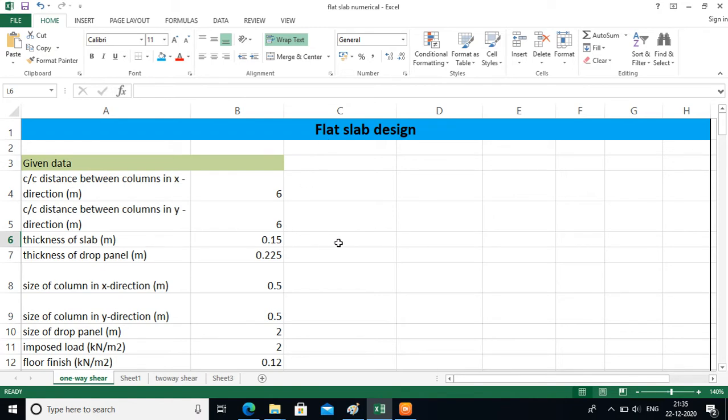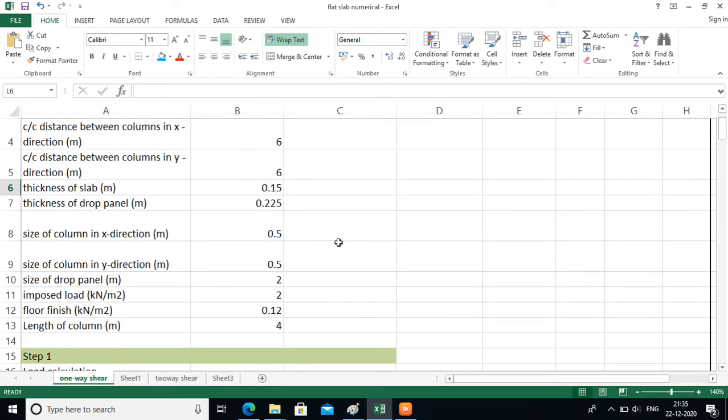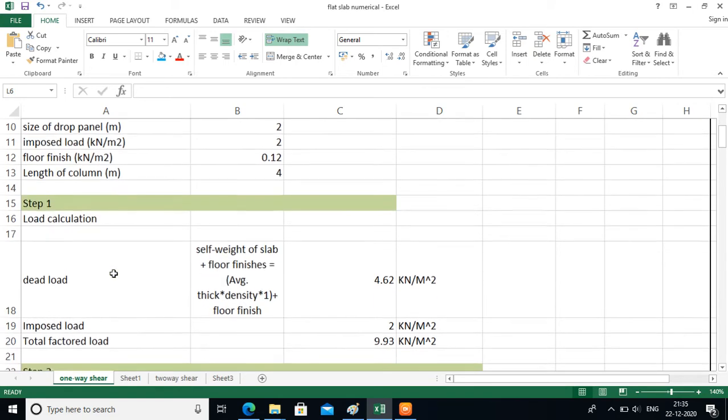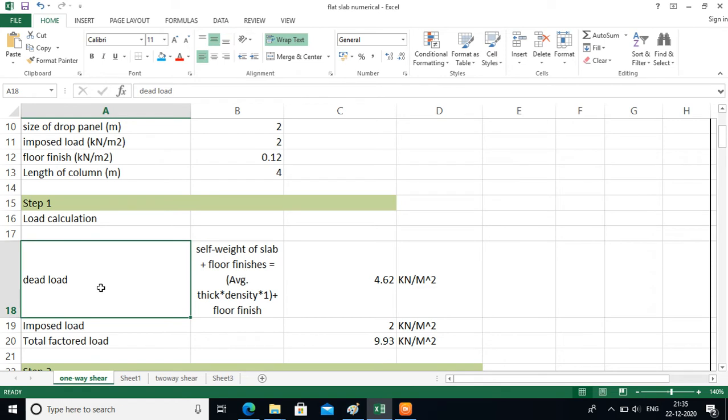So with these assumptions and the given data, we are going to start the flat slab design. What is the first step to start with the flat slab design? Actually the very first step is to find out the preliminary dimensions, but we have already assumed all these things. So we will start with step 1 as the load calculation, because we already have all the given data. In load calculation, first of all we are going to find out the dead load. Dead load is nothing but the self weight of slab plus floor finishes. How do we find the self weight? Self weight we calculate as the thickness of the slab into density for the unit area.